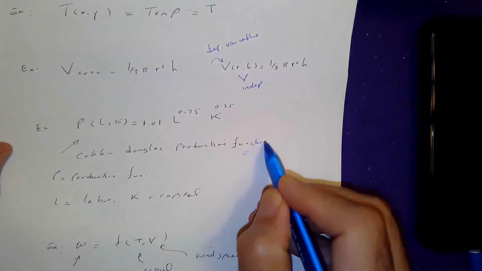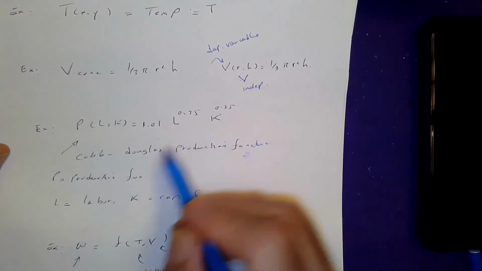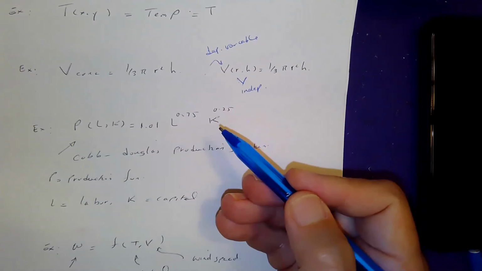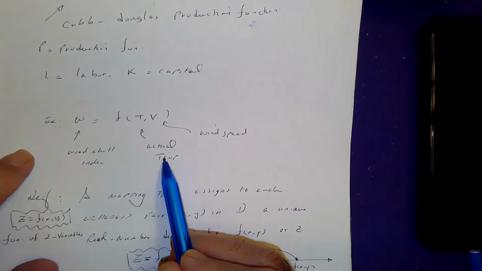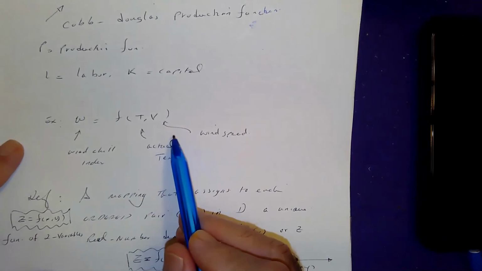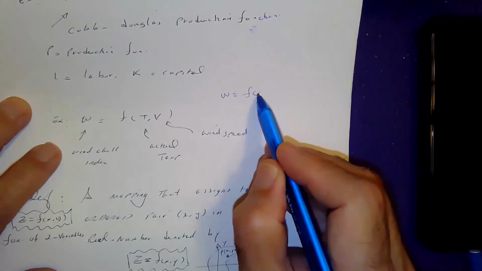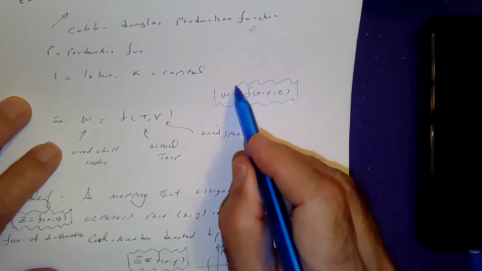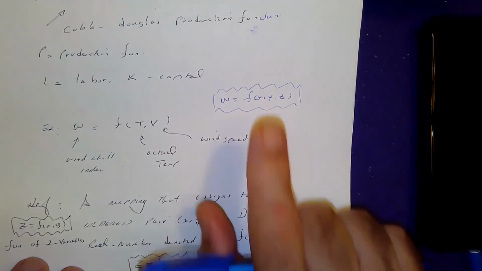Business majors use this on a daily basis. P stands for production, L is the labor, and K is the capital. And this is a function of several variables. The next example is the wind chill index. This is the actual temperature, and this is the speed of the wind. Notice we have a function of two variables. Sometimes we have functions of three variables.